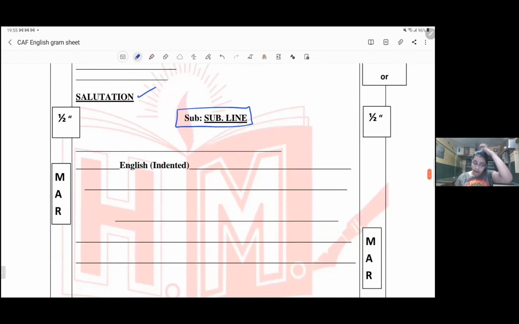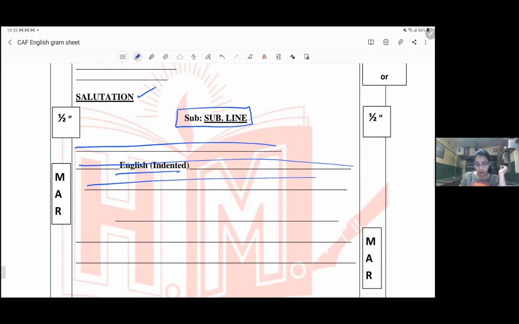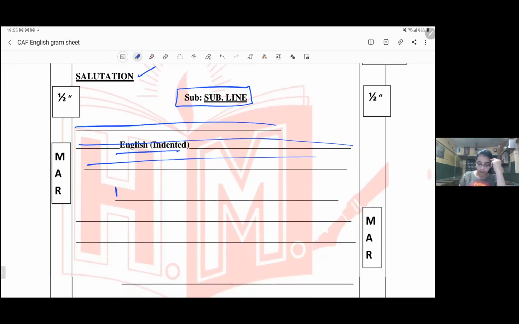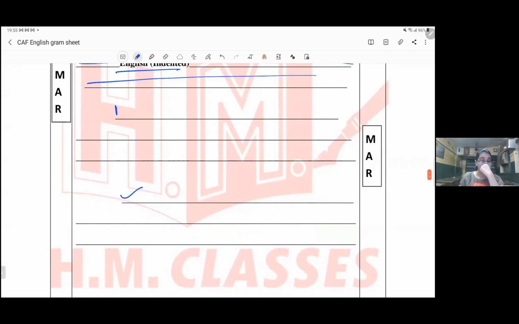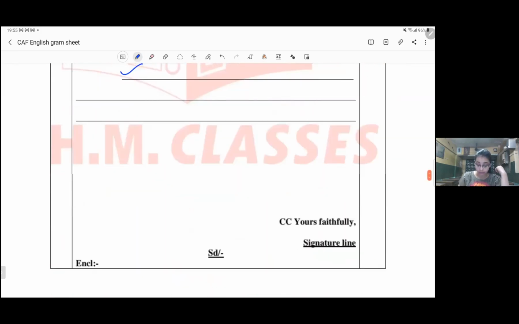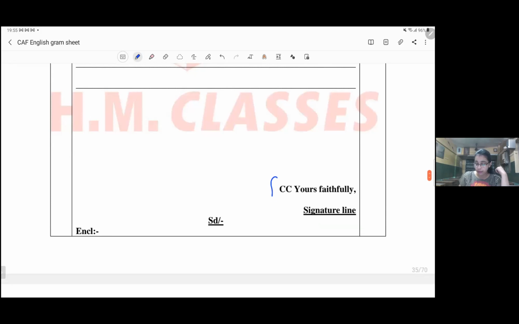This is an English indented. See this. You will start the paragraph from here till here, again here, and then here. Then the second paragraph you will start leaving two finger space. And third also. Clear? Complimentary clause this side, signature line, enclosure.